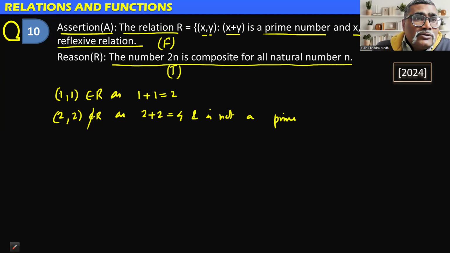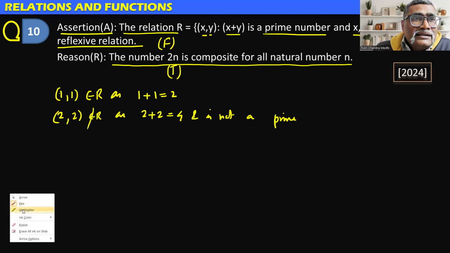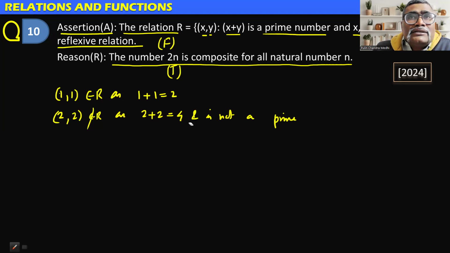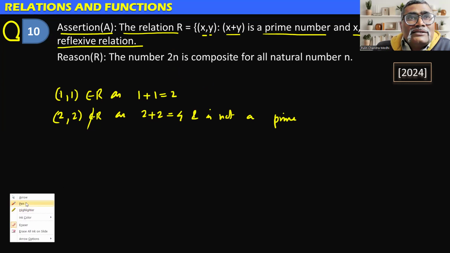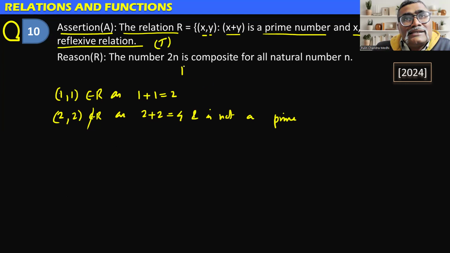Sorry, I take my words back. Actually, I read the first question wrong. It is about not reflexive. Not reflexive means it will be true, because we have found that it is not reflexive. So this is true and this is false.